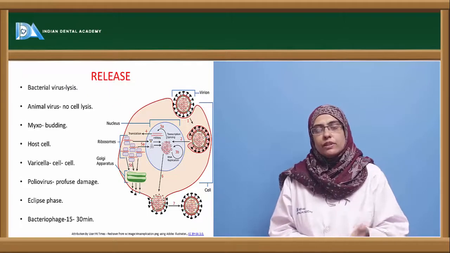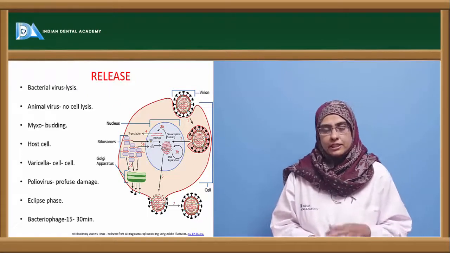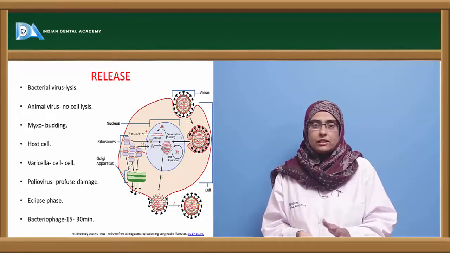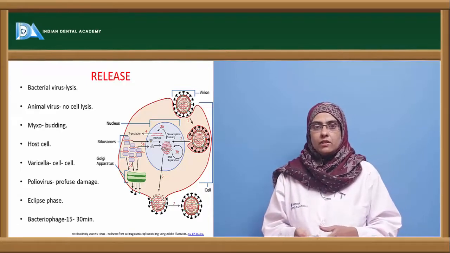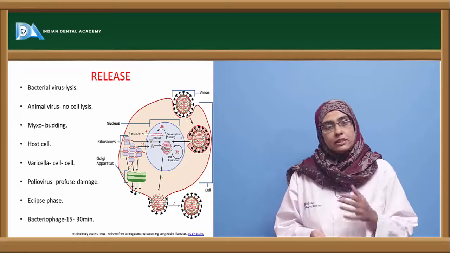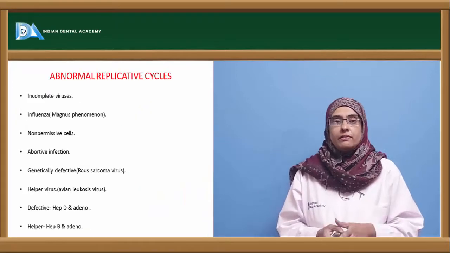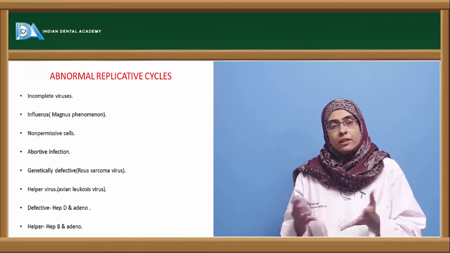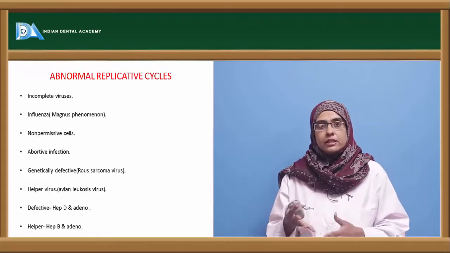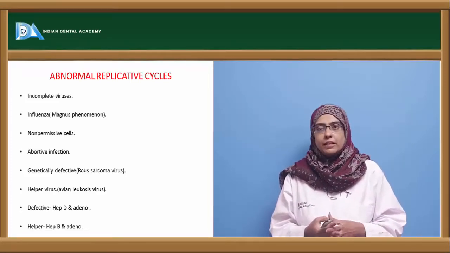But in the case of human or animal viruses, it is about 15 to 30 hours. So there is a prolonged period of incubation that can be seen in the animal viruses, and sometimes the virus can also be a latent virus which can cause infection after years together. Now another important topic that should be discussed in the replicative cycle is the abnormal replicative cycles.